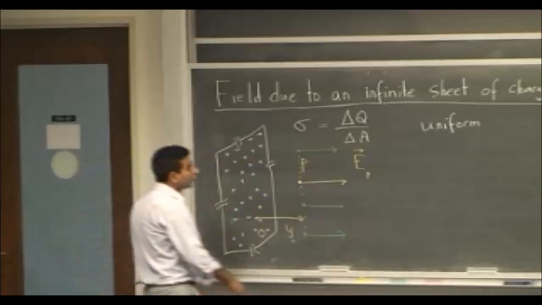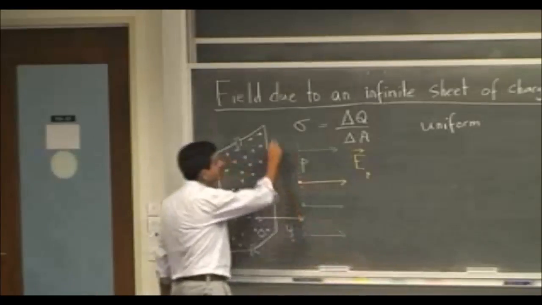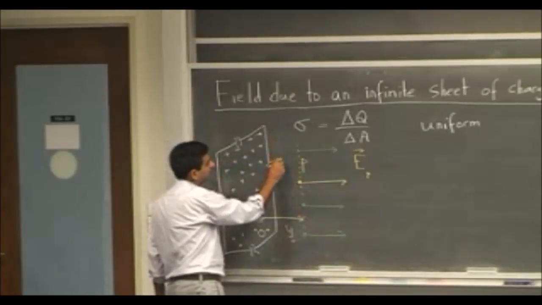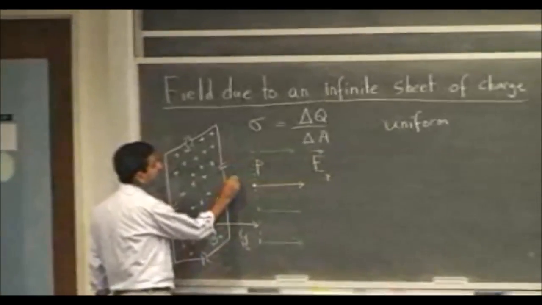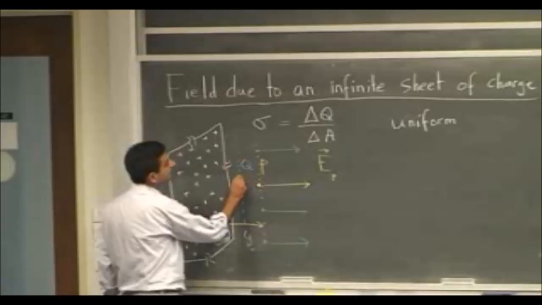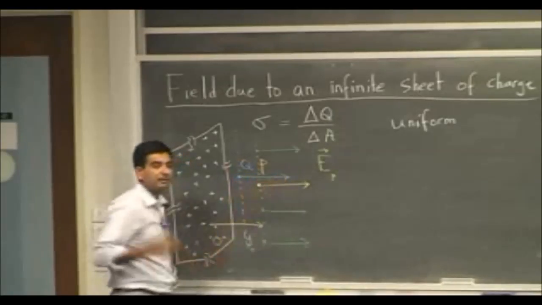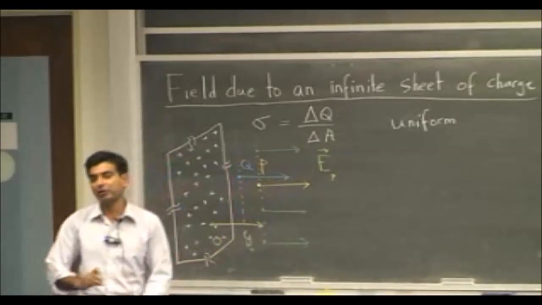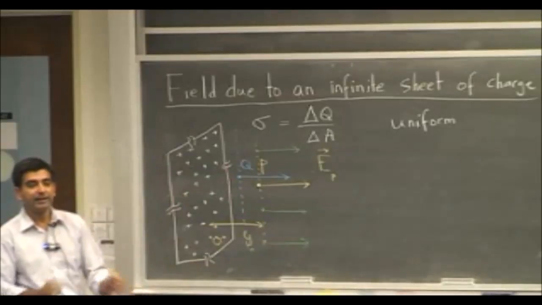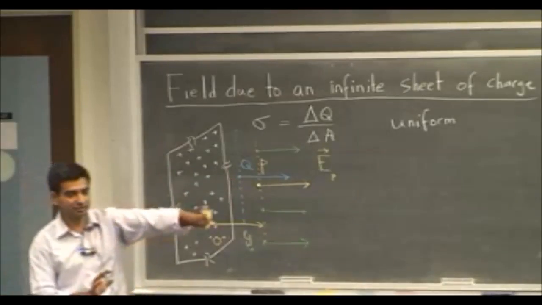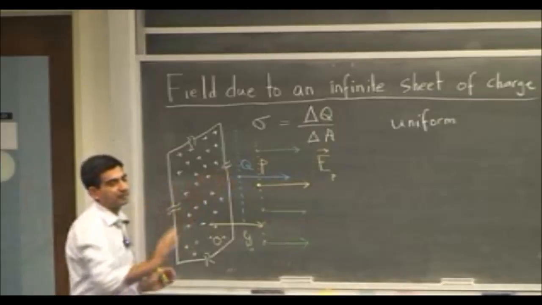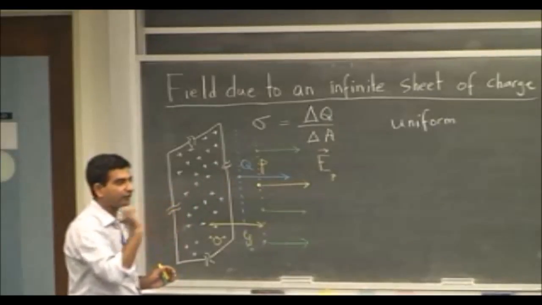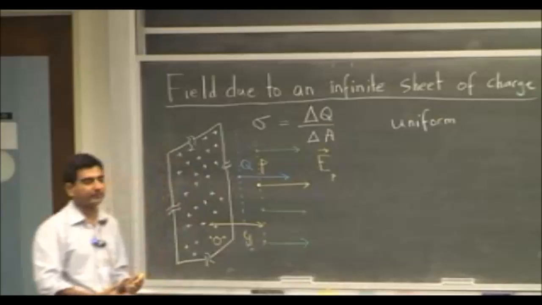Alright, if I move closer to the sheet and I choose a point Q, I still know that the electric field is pointing outwards, not radially outward because there is no concept of radius here, it's just pointing normal to the sheet. So if I am the sheet, the electric field is pointing straight away from me, making an angle of 90 degrees with my surface.